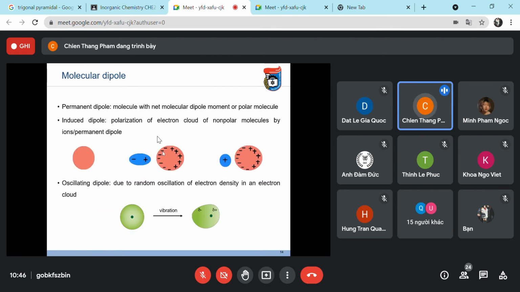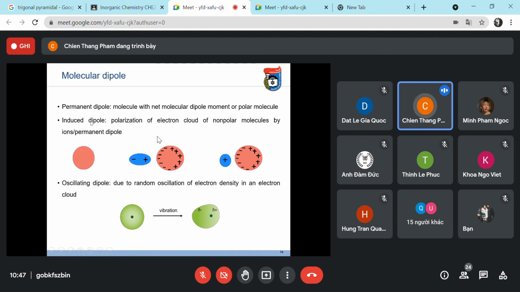And next we consider another type of molecular dipole. So there are 3 types of molecular dipole. The first one is permanent dipole. We consider the permanent dipole with polar molecules, or we can simply say that a polar molecule has a permanent dipole. Permanent means always, a very long time. The permanent dipole is considered with polar molecules.